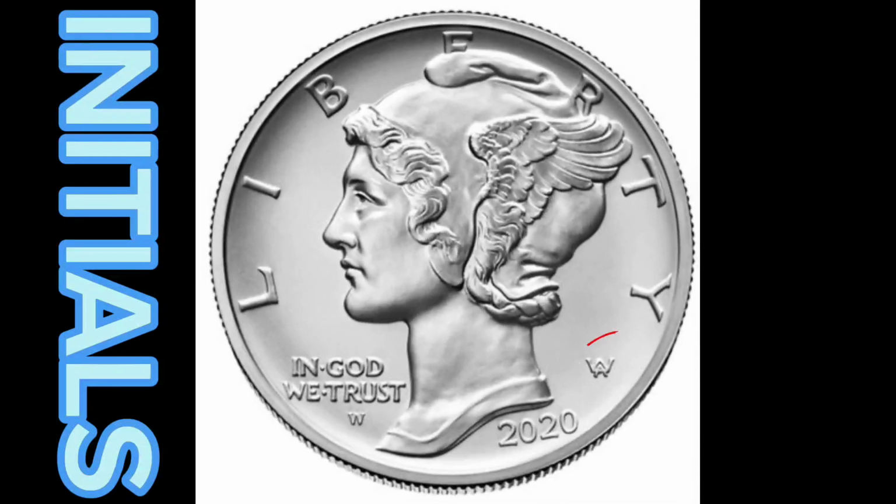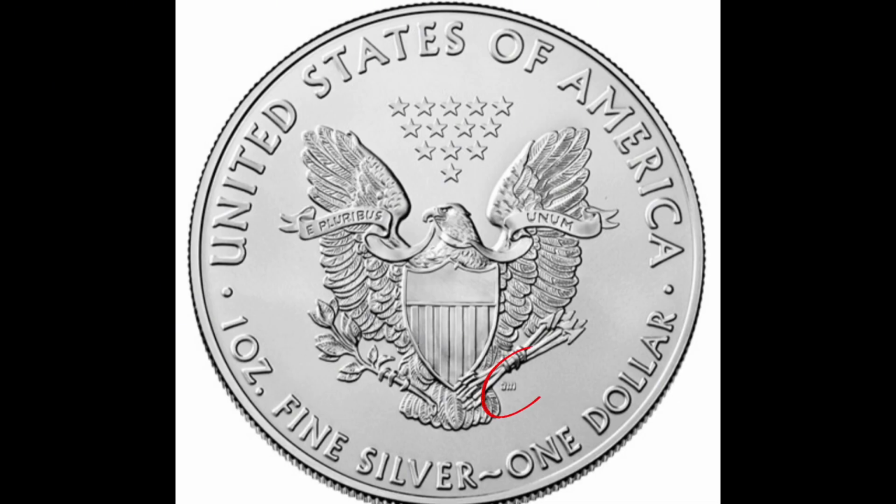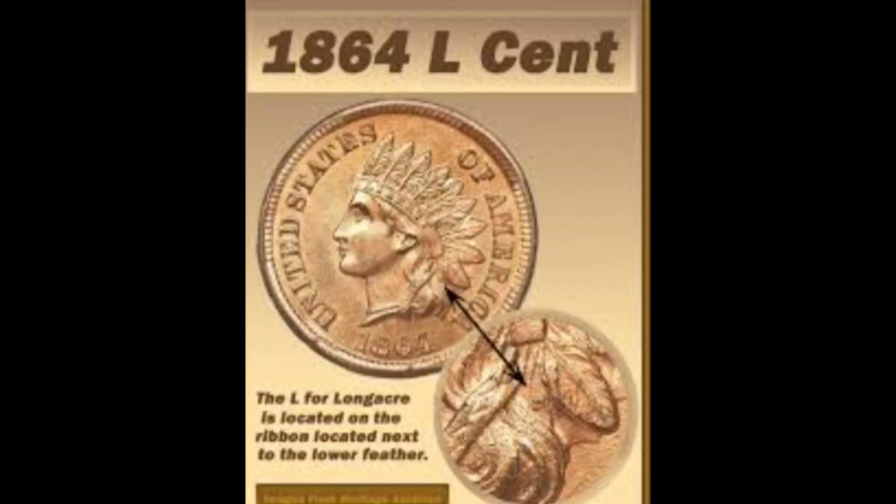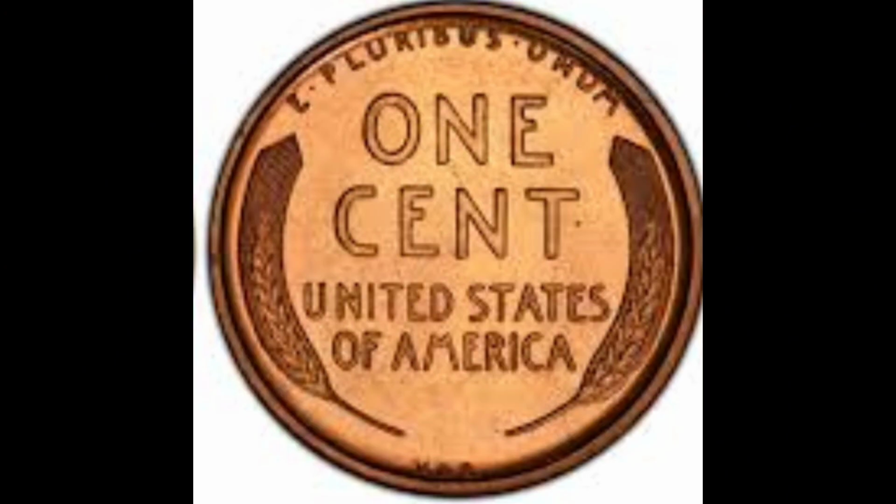Initials for designers and engravers can be found on both sides of a coin. The first known example of this is on an 1864 Indian head cent, where a tiny L for Longacre was included on the ribbon holding the headdress. Probably the most well-known example of this is the 1909 Lincoln cent with the initials VDB, standing for Victor David Brenner, on the reverse of the coin.